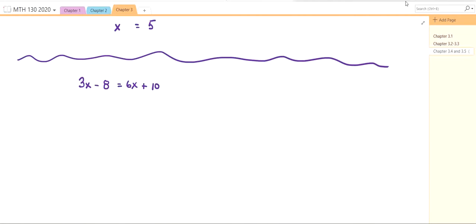Okay, one last example. 3x minus 8 equals 6x plus 10. Let's solve for x again. So I need to get my x's on one side and everything else on the other side. We could put the x's on either side, and it would probably be easiest to get our x's on the right side here. But what I'm going to do is solve this so that my x's are on the left side.